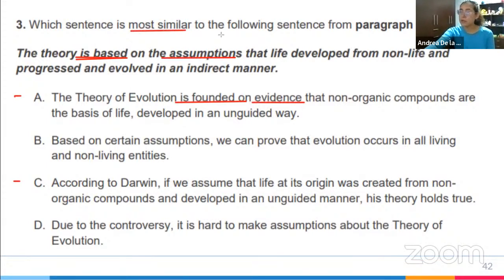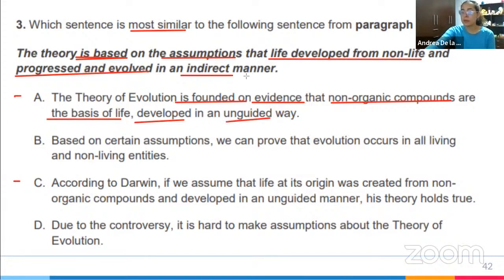And what is it based on? It's on the assumptions, on the evidence, the idea that life developed from non-life. Basically, it's the same as saying that non-organic compounds are the basis of life. Life developed, or the basis of life, is non-organic compounds, which is non-life, and it progressed and evolved in an unguided way. It developed is the same as progressed and evolved. Unguided is the same as indirect, way is the same as manner. Right? So yes, option A is the correct one.